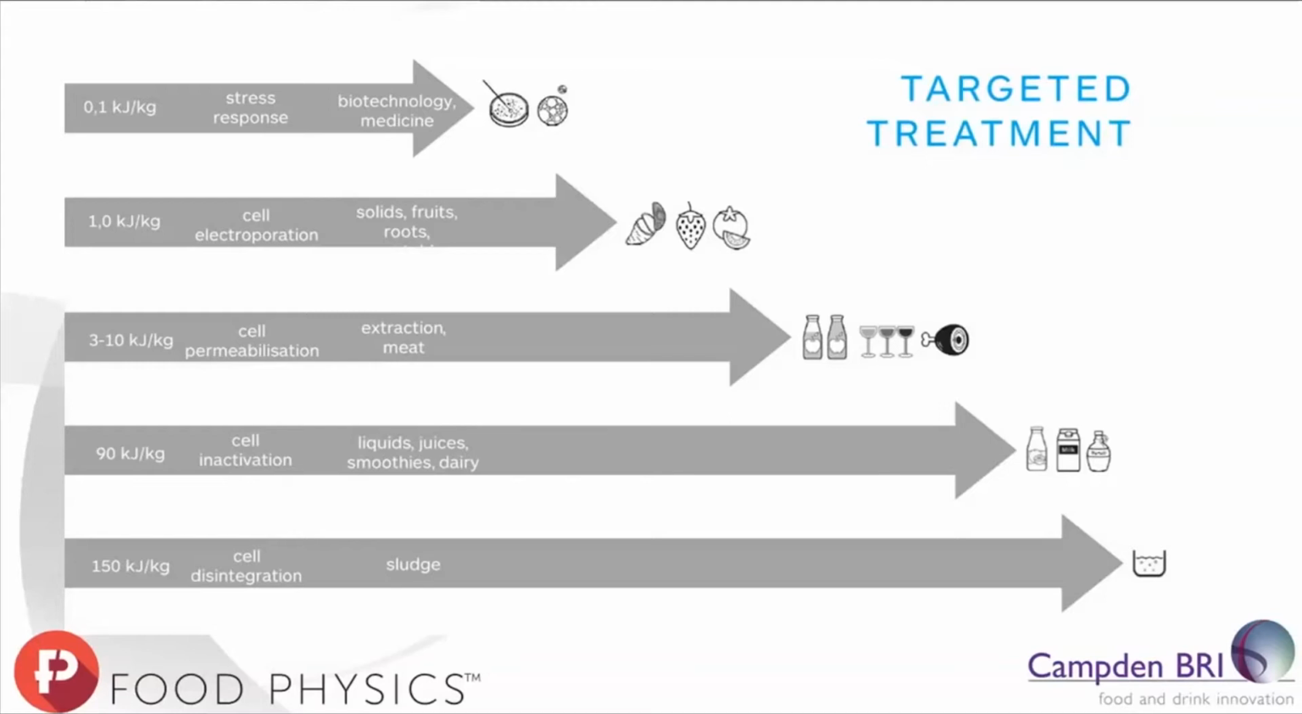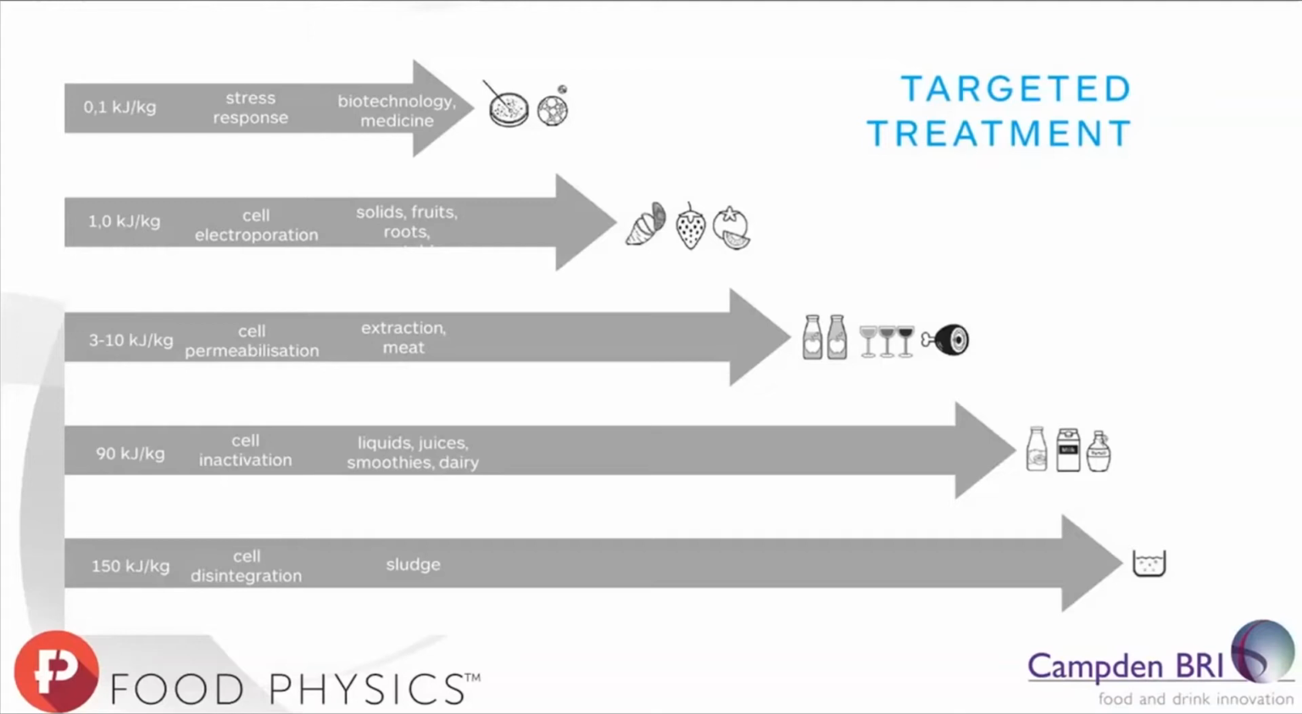If we start to increase the energy, so we go up to 1 kilojoule per kilogram, you're starting to look at cell electroporation. So now we're starting to open up the pores and the tissues of the structure of the products that you can treat. So solid fruits and different root vegetables can have some really good applications for improving cutting or opening the structure for drying applications, whether it's hot air drying or freeze drying. And I'll talk in some more detail with some good examples of those as I go through the presentation.